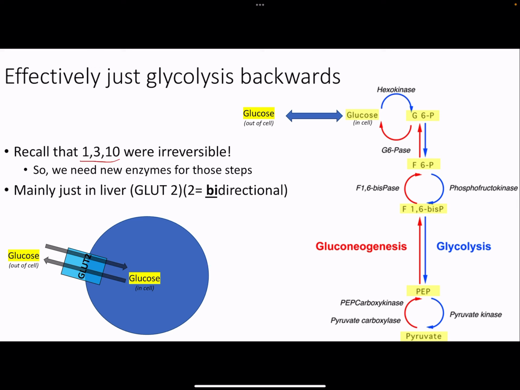Now, there were these three irreversible enzymes, 1, 3, and 10, sometimes called 1, 3, 9, for glycolysis. So we're going to need new enzymes there. So instead of hexokinase, we're going to have glucose 6-phosphatase. Remember, you're typically named after the reactant. So here, glucose 6-phosphate. The reactant is this, glucose 6-phosphate. And it's a phosphatase. It's using a water to break off the phosphate.